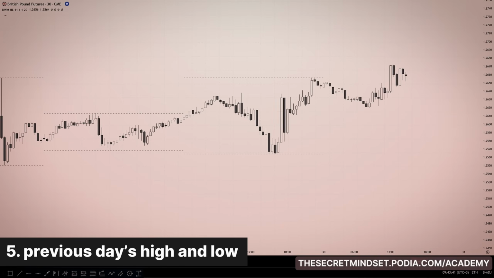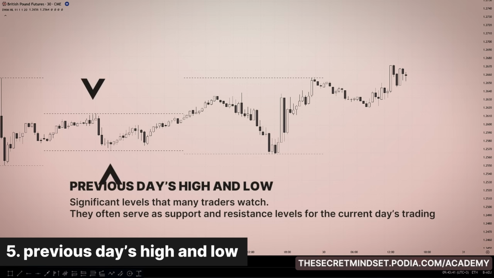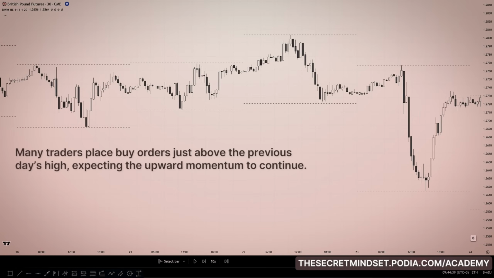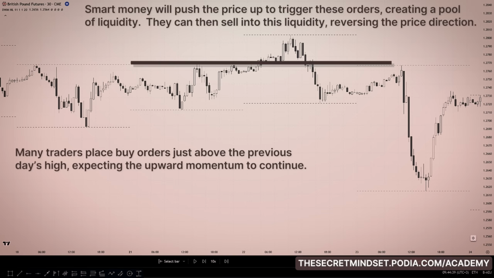The previous day's high and low are other significant levels that many traders watch. They often serve as support and resistance levels for the current day's trading. Again, the big boys frequently target these levels. For instance, many traders place buy orders just above the previous day's high, expecting the upward momentum to continue. Smart money will push the price up to trigger these orders, creating a pool of liquidity. They can then sell into this liquidity, potentially reversing the price direction.